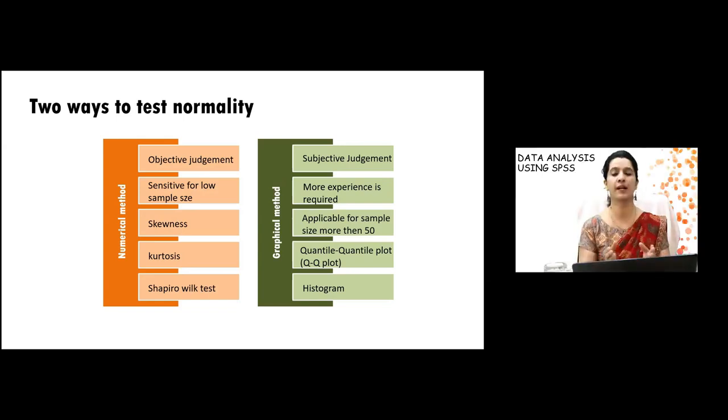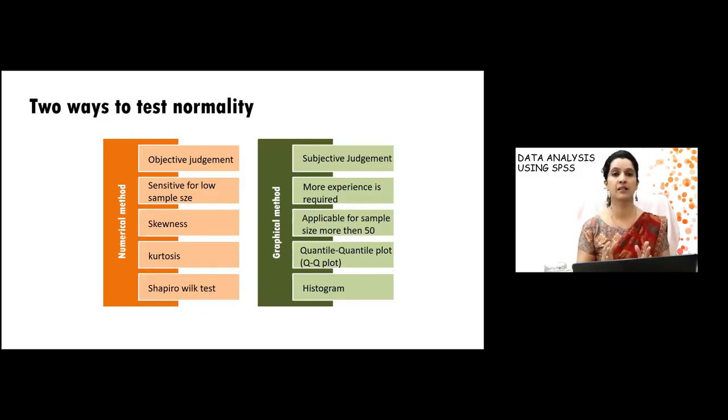Okay, so there are 2 ways to test for normality. There is an objective way and there is a subjective way. The objective way is the numerical method, where there is a value and there is a cutoff, so you can decide whether it is a normal distribution or not normal distribution. Subjective ways are based on the graphical representation, so you need a little bit of experience in interpreting that graph to say that it is normally distributed or not normally distributed. I'll first talk about the numerical method.